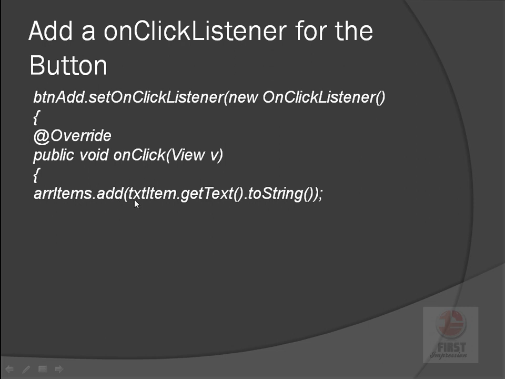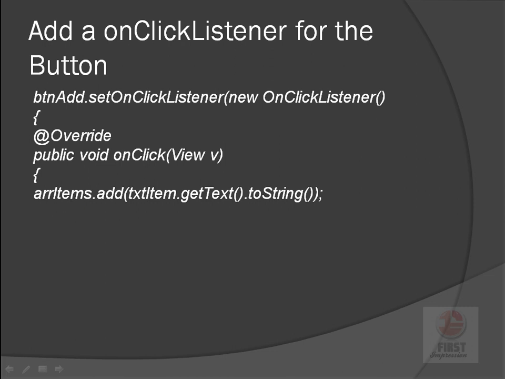The item that is txt item dot get text dot toString. This txt item was the ID of the edit text, so we gave the edit text dot toString. So we have to get the text of the edit text and add it to the arr items. Now once this ARR items is filled with elements, then we have to pass this ARR items to the LST items.